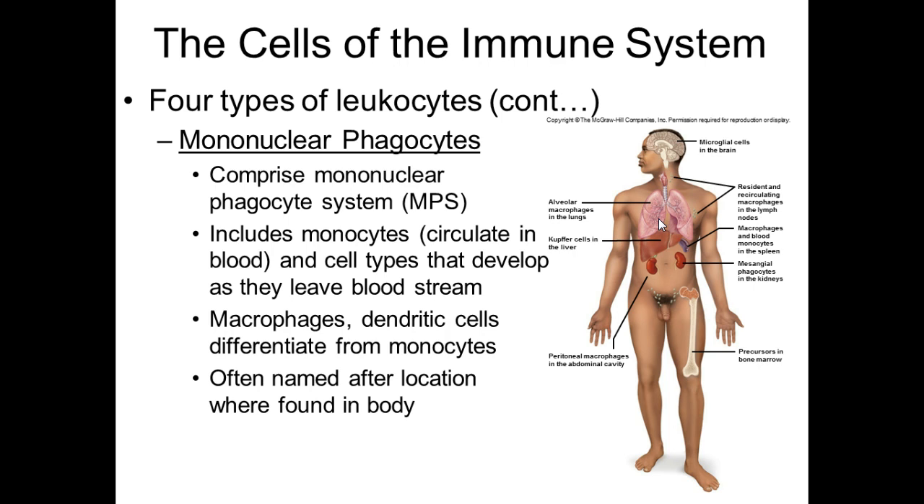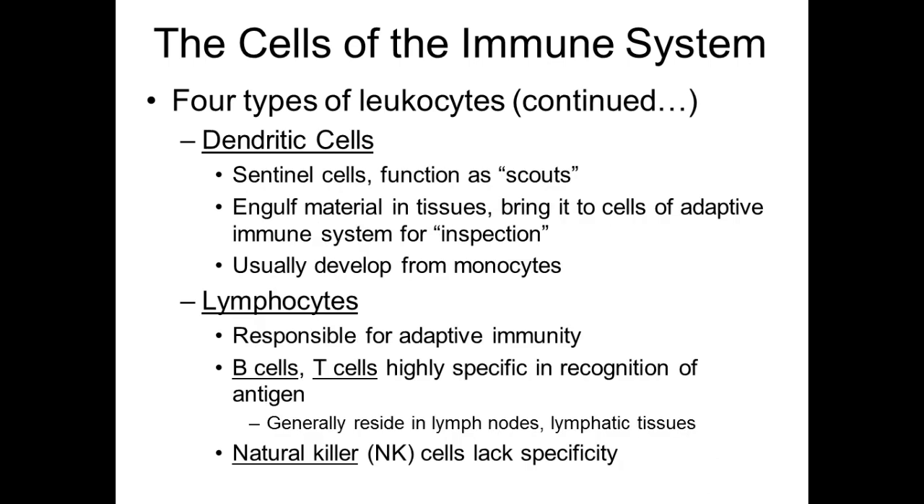Dendritic cells are going to engulf, but that's not their main job. Their main job is to go and present those antigens. And we'll look at that specific interaction later. So sentinels, scouts, right? They're gathering information and bringing it back to base. They're going to engulf materials in the tissues, and as I said, they're going to bring it to the main sets of our adaptive immune response for inspection, right? Do you recognize this specific antigen? They usually, as I said, develop from monocytes.